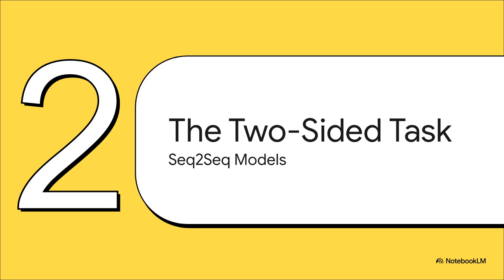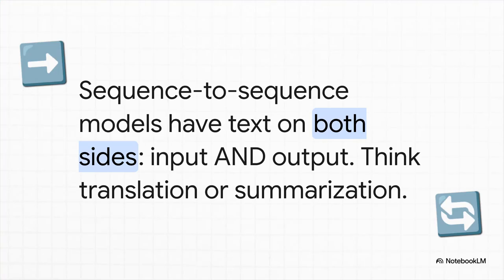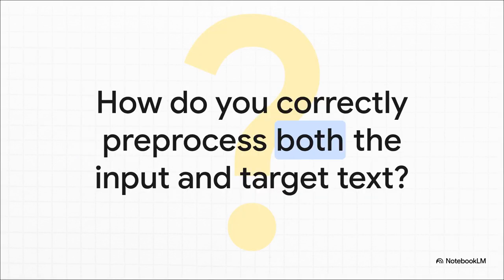Now let's get into a second challenge. This one comes up in a different but just as popular type of model, the sequence-to-sequence model. Think about tasks like machine translation, where the input is a sentence in English and the output is a sentence in French. Or think about text summarization, where the input is a massive article and the output is just a few sentences. The model isn't just classifying something anymore. It has to generate a whole new sequence of text, and this creates a totally unique preprocessing puzzle. So here's the puzzle, right? You've got 2 different pieces of text, the source text that goes into the encoder and the target text that the decoder has to learn.